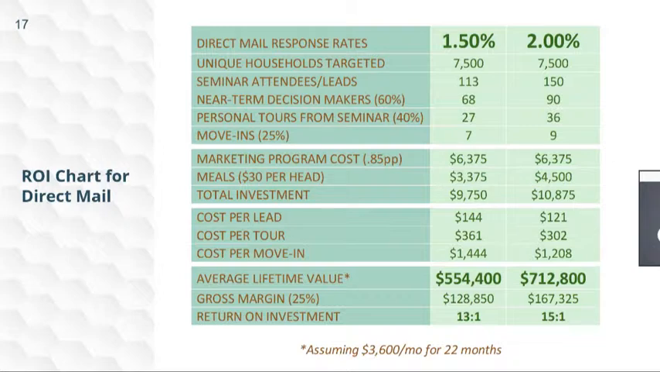Because oftentimes people will bring a family member or influencer as a guest, or it might be a couple moving into IL. So we typically average about 60% of your overall RSVPs being one-to-one leads or potential move-ins. And then what our clients average for an inquiry to tour is a 40% conversion. So that's the 27 you see here.